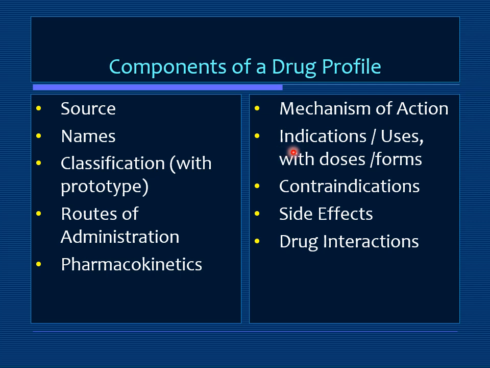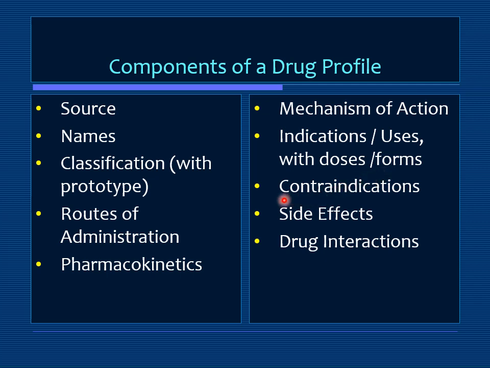Then their usage. Indications mean the conditions in which the drug is used, that means usage, obviously with how much dose and in which form. Forms mean how we are preparing the drug, for example in the form of tablet or capsule or injection or ointment or eye drops, ear drops, etc. Those are the forms or preparations of the drug.